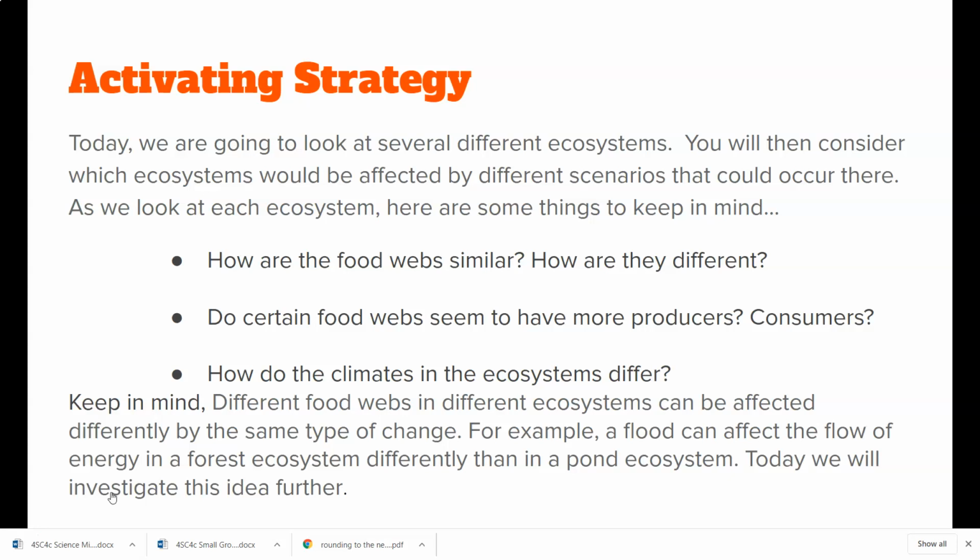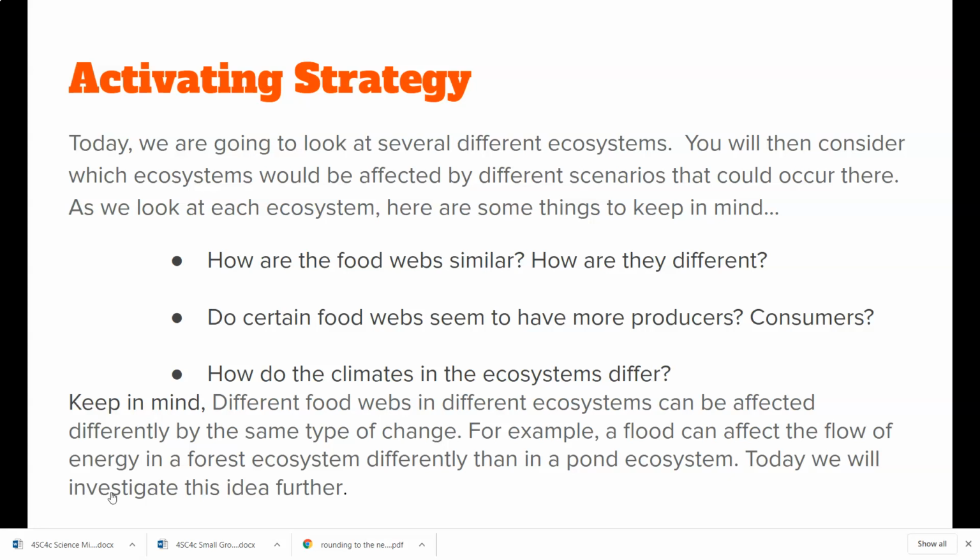We're going to be looking to see how the different food webs are similar and how they're different. We're going to notice if different food webs may have more producers or more consumers than another one. And also, how do the climates in the ecosystems differ? Climate is something we're going to be learning about in a few months, maybe, down the road a little bit in 4th grade. But climate is the typical temperature and weather patterns in an area. So like in Georgia, our summers are hot and our winters are mild. Whereas if you had a desert climate, it might be more hot all the time, or an Arctic climate might be more cold all the time.